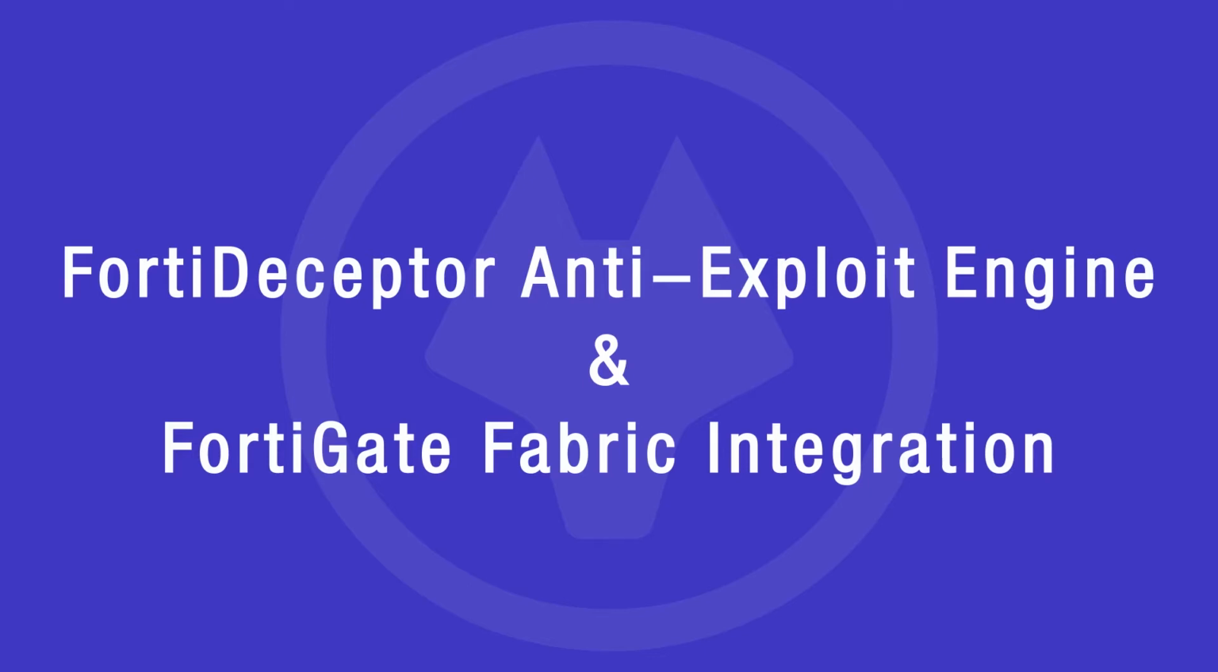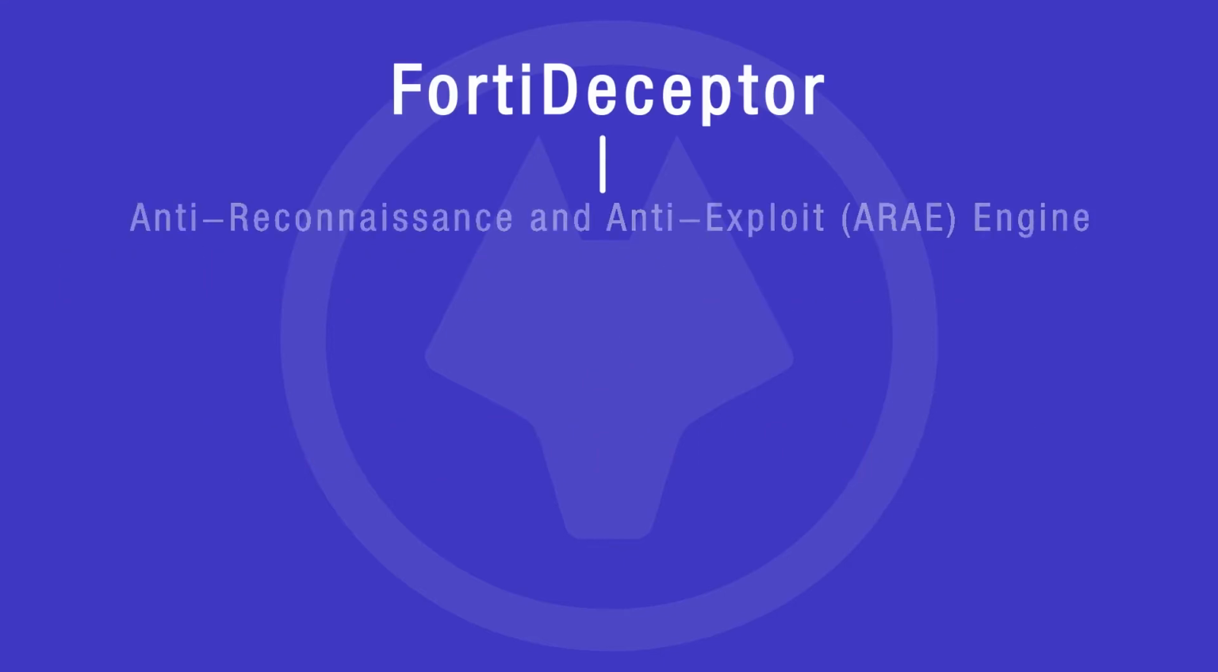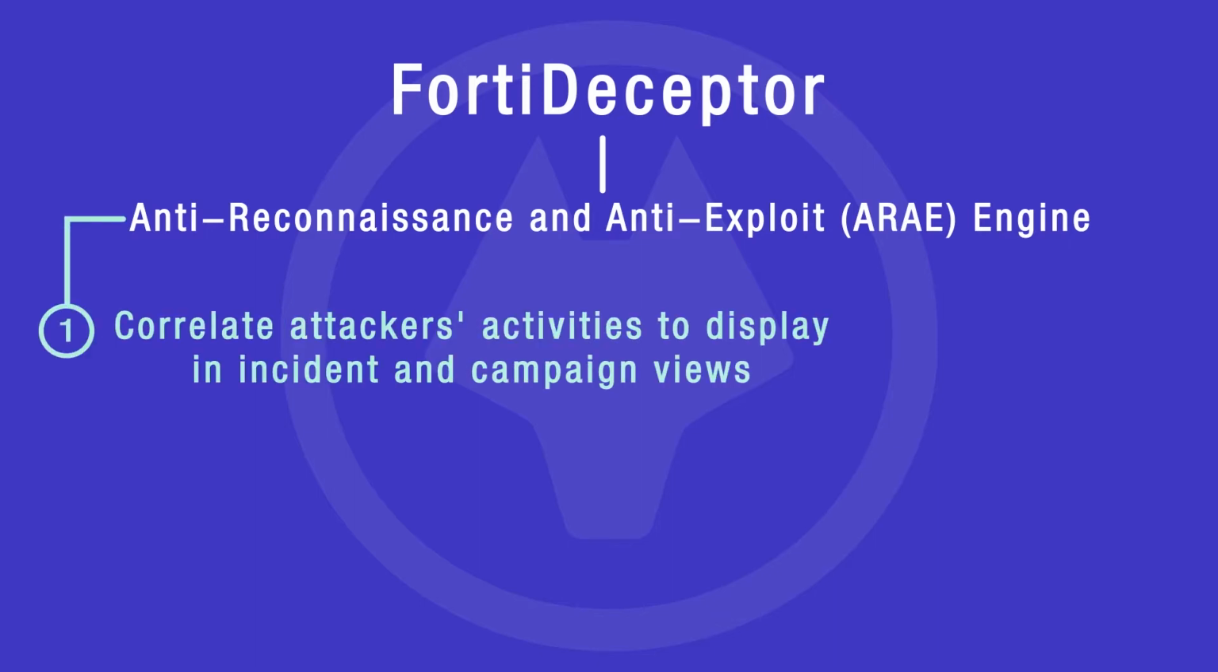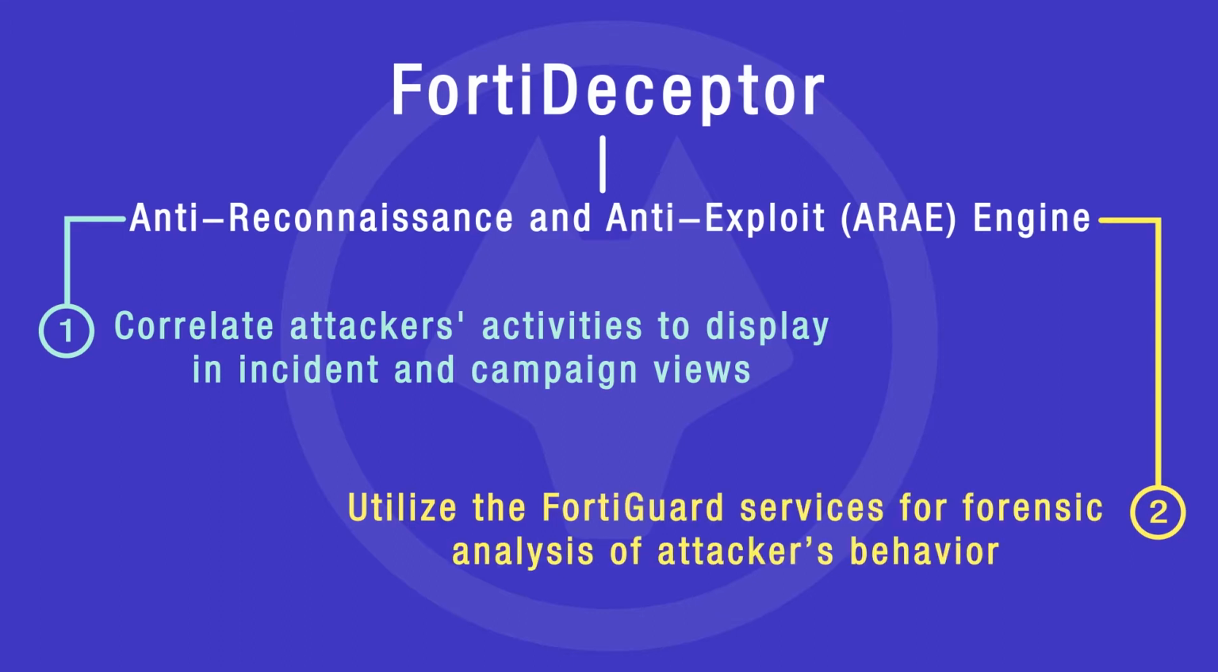I will demonstrate FortiDeceptor, anti-exploit engine, and FortiGate fabric integration. FortiDeceptor comes with anti-reconnaissance and anti-exploit engine. The engine has two main functions. The primary function is to correlate attackers' activities to display in incident and campaign view. The secondary function is to utilize the FortiGuard services for forensic analysis of attackers' behavior.